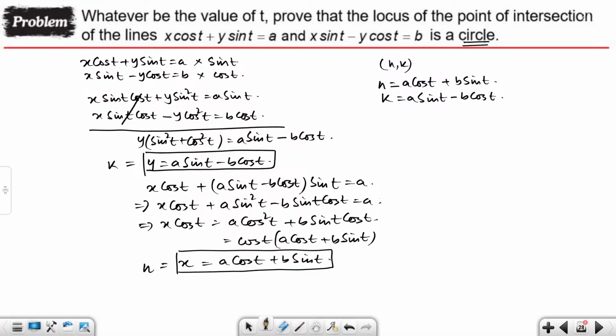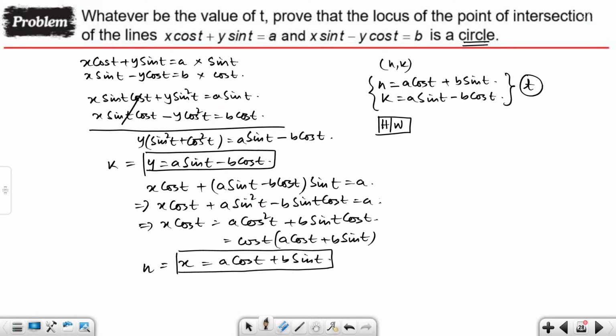So how to remove it? How to remove t from these two equations? Tell me. I'm not going to do this sum for you. This will be your homework. I'm not going to solve it for you. You find out how to eliminate t from these two equations to get the equation of the locus.